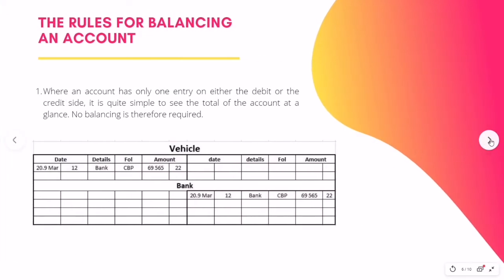We are saying that the rules for balancing an account, again, the first rule: where an account has only one entry on either the debit or the credit side, it is quite simple to see the total of the account. Therefore, there's no need to calculate the balance at the end. Straightforward, guys. If you only have one transaction on any side of these accounts, you do not need to balance them off at the end, because they are straightforward. It's not complicated. You can at a glance see what the balance is, so there is no need for us here to close them off at month end.